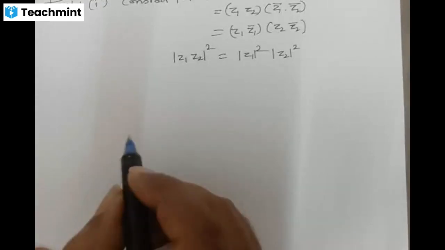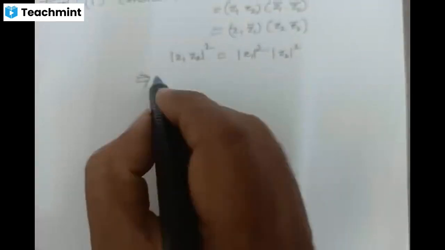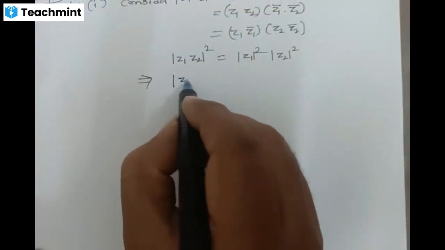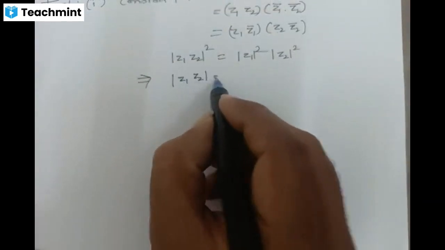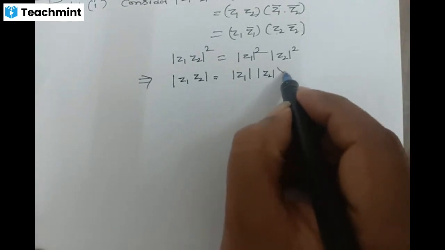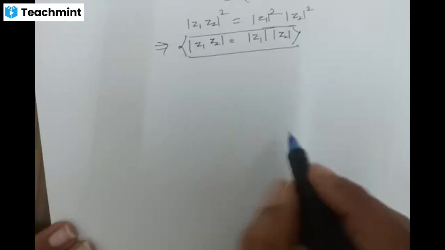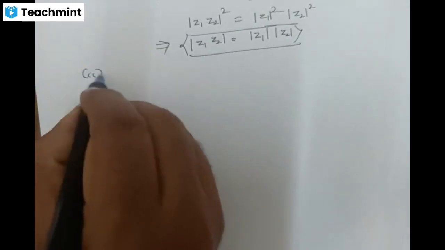So we can raise the power 1 by 2, and we can write mod z1 z2 equal to mod z1 into mod z2. Okay, this is one of the conditions we proved. Okay, so next, the second condition, what is that?